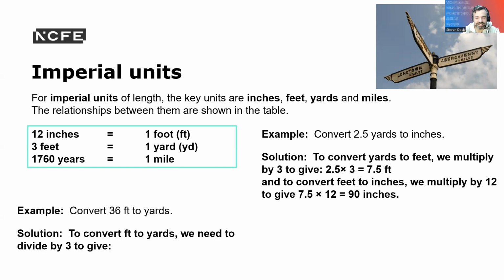Example: convert 36 feet to yards. To convert feet to yards, we need to divide by 3, so 36 divided by 3 is 12 yards.